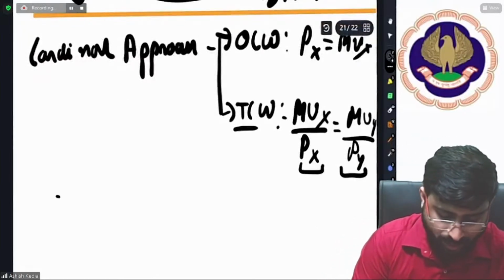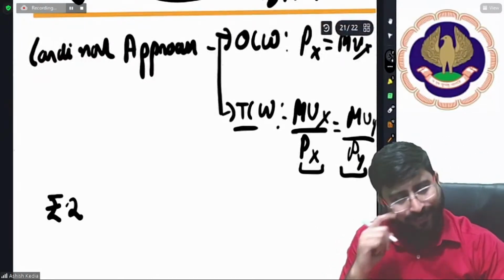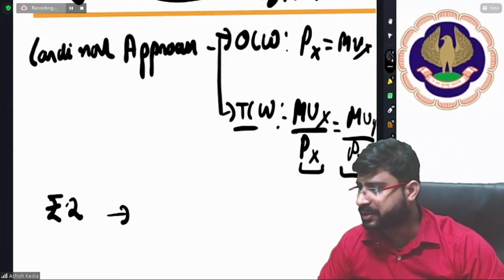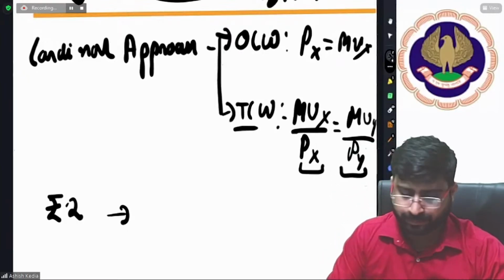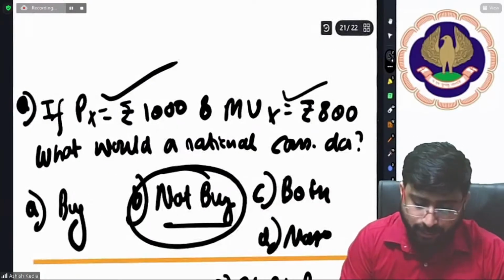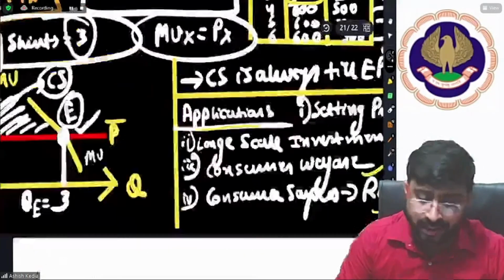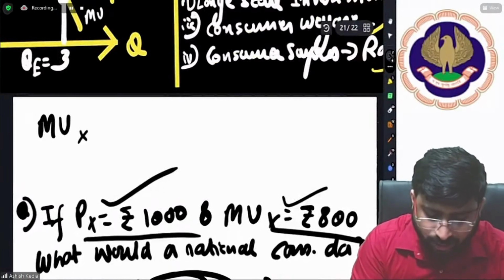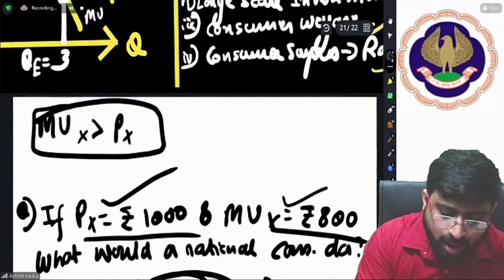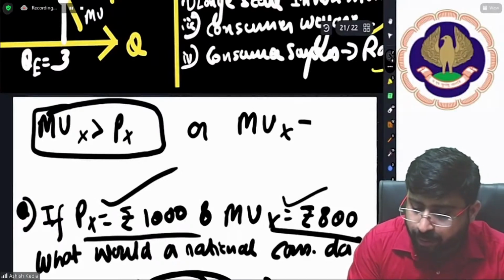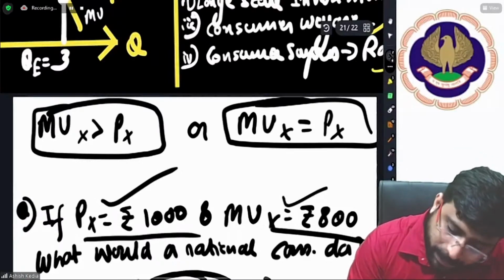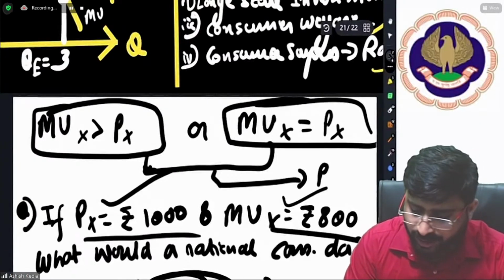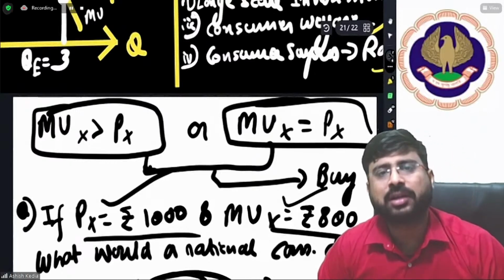Suppose, guys, in rupees 2, you are able to buy. Please answer this question, everybody. By the way, here the answer will be not buy because price was more than utility. Remember, write it down. You should buy the product only in two cases: when MUX is greater than PX, or until MUX becomes equal to PX. Only in these two cases we will buy the product. Remember, in single commodity world.